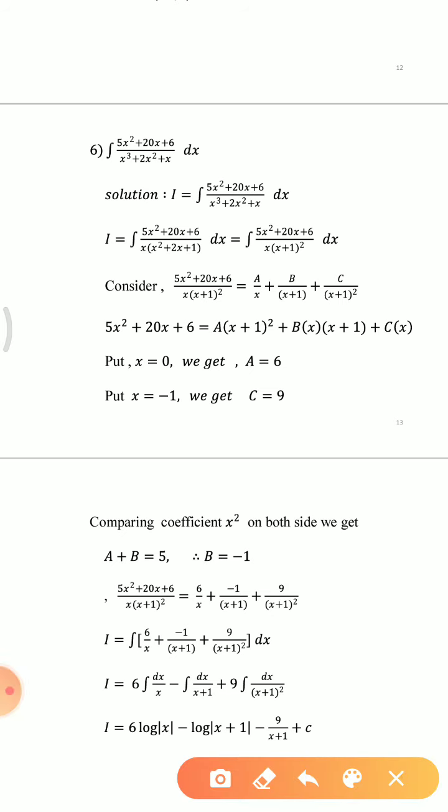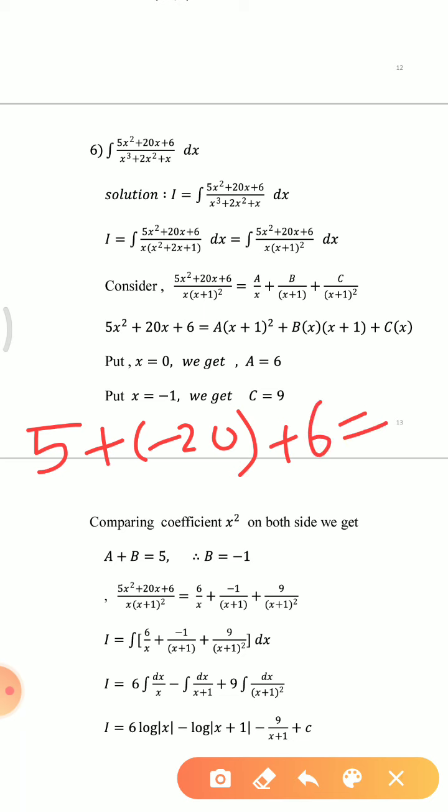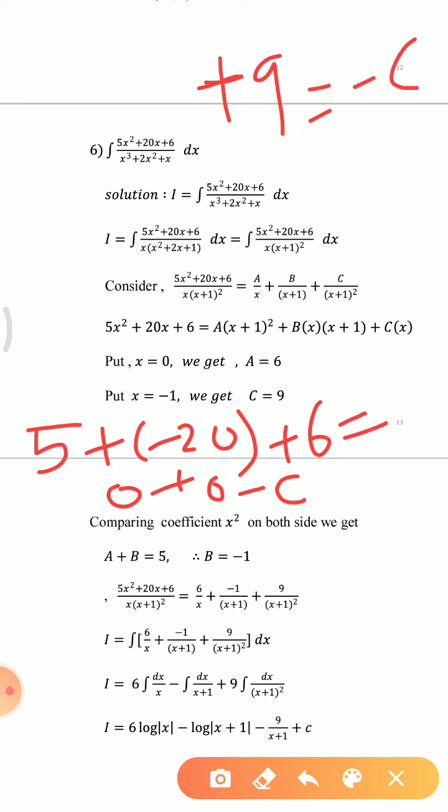After substituting x = -1, 5 into (-1)² is 5 into 1 is 5, plus 20 into -1 is -20, plus 6, is equal to A(x + 1)² where -1 + 1 is 0, 0 squared is 0, plus B into (-1 + 1) is 0, plus C into -1 is -C. And 5 plus 6 is 11, 11 minus 20 is -9. So -9 = -C. Then on both sides the minus signs cancel, and C = 9. This is how we find the value of C.